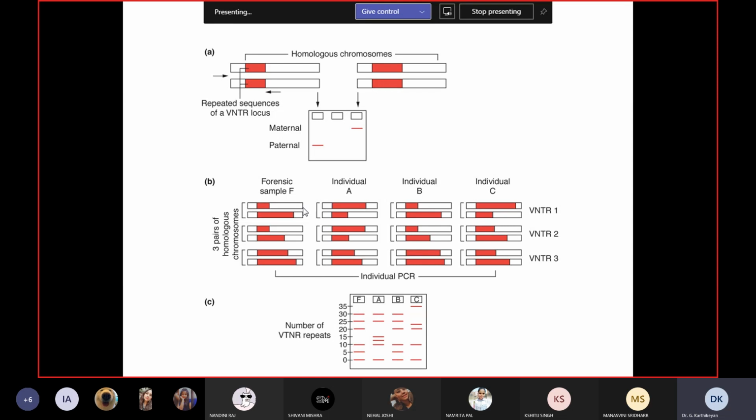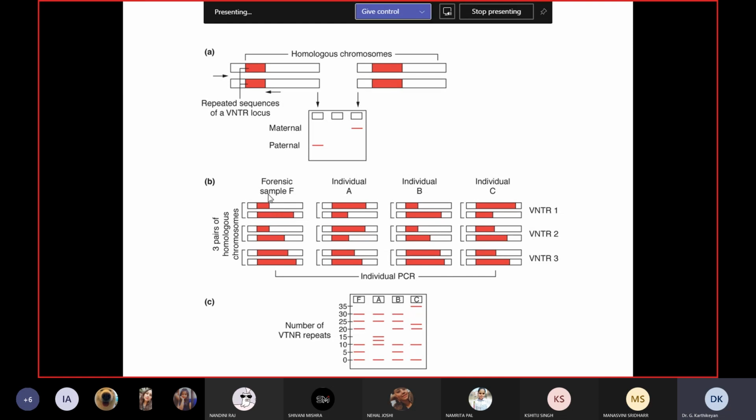Now let us look at a sample. This is a forensic sample from, let's say, a crime scene, and three pairs of chromosomes are depicted here. And these are three suspected individuals: individual A, individual B, and individual C. So when you do a PCR, this is the real world example. Now this person has this repeat, so you're trying to do a PCR. The regions around this are conserved.